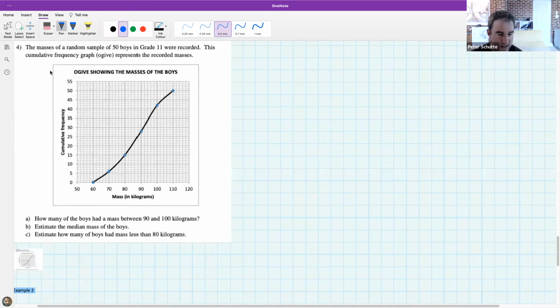It says the ogive tells the story of a random sample of 50 boys in grade 11, and the masses are recorded. This is the cumulative frequency graph that recorded their masses. So we know that the top line is going to be 50 because that's how many boys there are in the sample, or we can say n is 50 in another language. Now, it says over here how many of the boys had a mass between 90 and 100 kilograms.